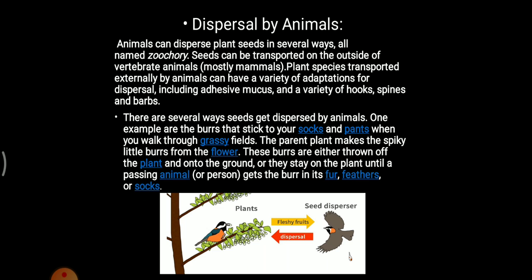Dispersal of seeds can even happen by animals. Animals which disperse seeds in several ways is named zoochory, or seeds can be transported on the outside of a vertebrate animal. The majority of vertebrate animals eat seeds, and they travel from one place to another. When they travel, the seeds are transported from one place to another, and as a result, dispersal of seeds is happening with the help of animals.